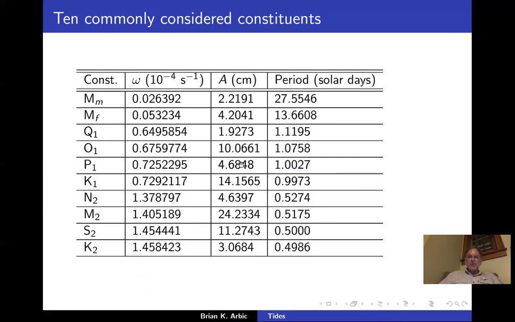And the amplitudes: you can see right here that M2 has the largest amplitude, S2 also has a large amplitude, and then N2 and K2 are smaller. K1 and O1 have amplitudes that are almost as large as S2 in the equilibrium forcing. But the response is actually slightly lower.